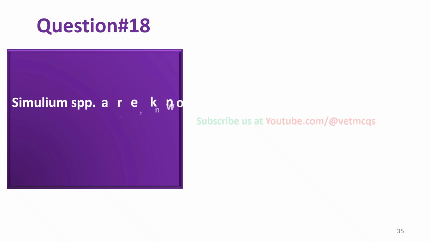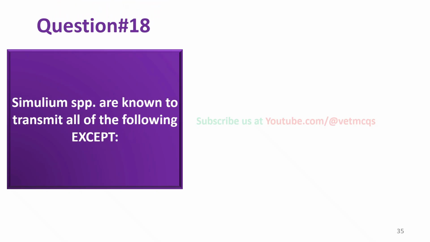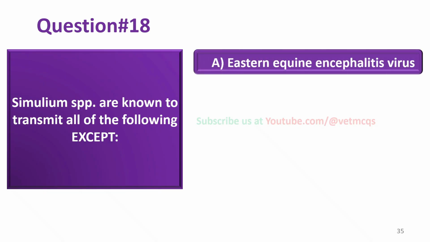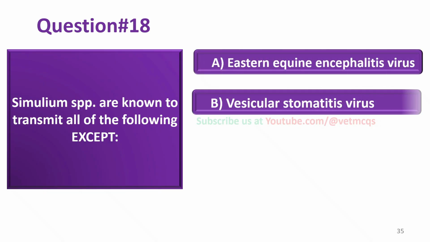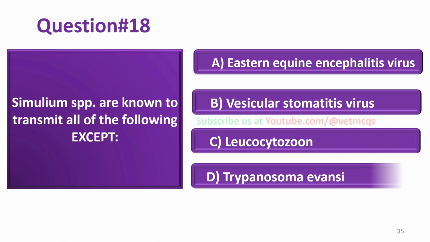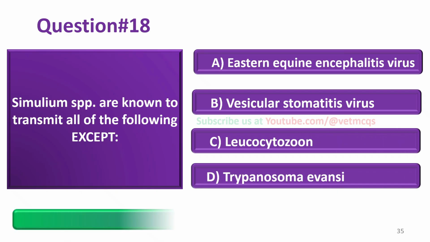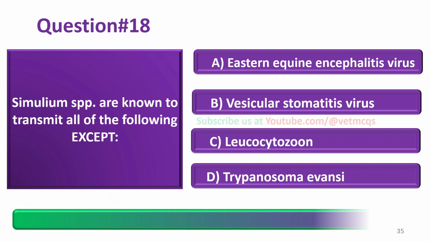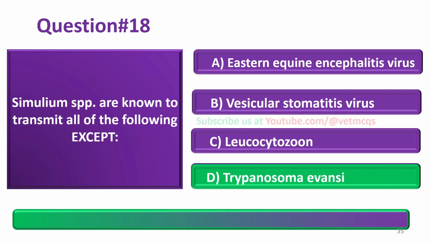Simulium species are known to transmit all of the following except Eastern equine encephalitis virus, vesicular stomatitis virus, Leucocytozoon, Trypanosoma evansi. And the correct answer is option D, that is Trypanosoma evansi.